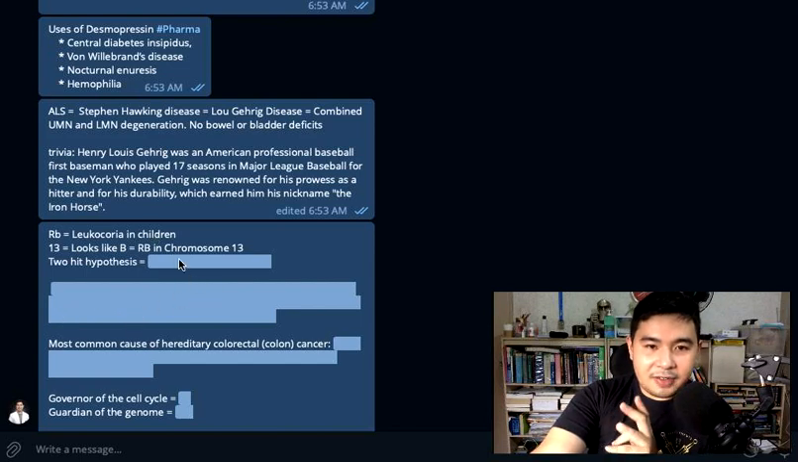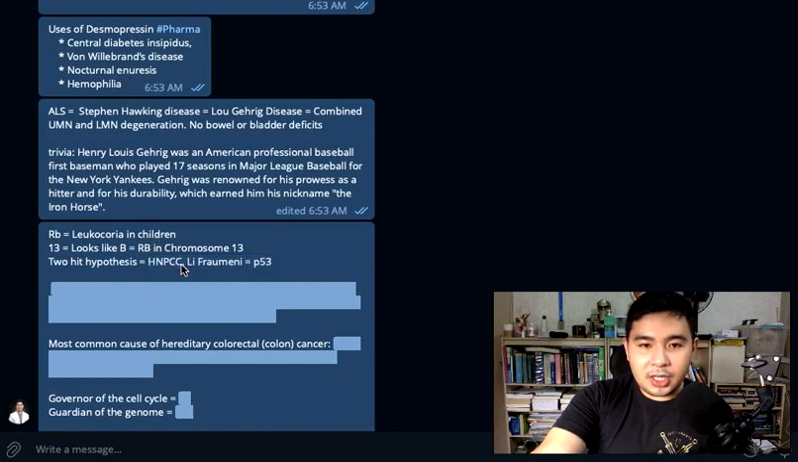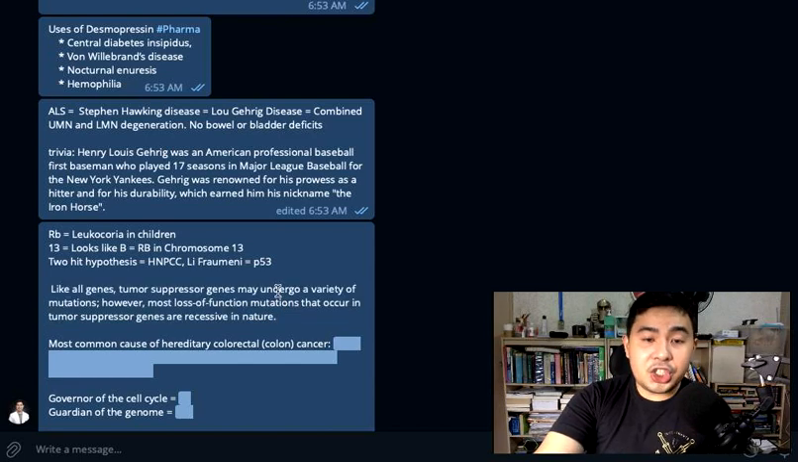Other diseases affecting tumor suppressor genes would include HNPCC and Li-Fraumeni. So Li-Fraumeni, which affects P53, which we'll be talking about later. Like all genes, tumor suppressor genes may undergo a variety of mutations. However, most loss of function mutations that occur in TSGs are recessive in nature.